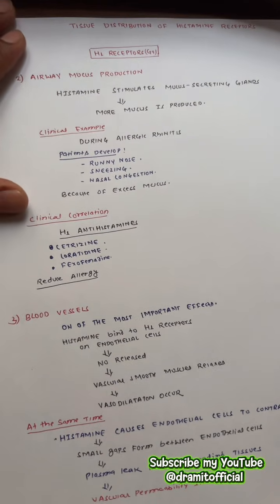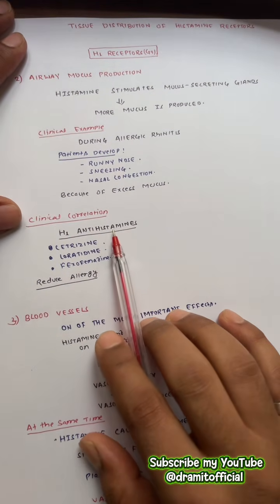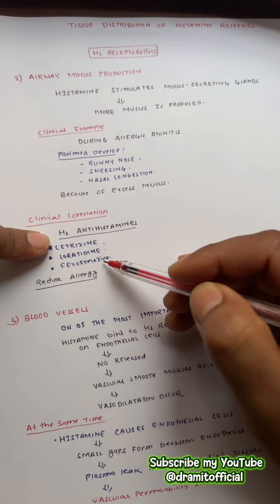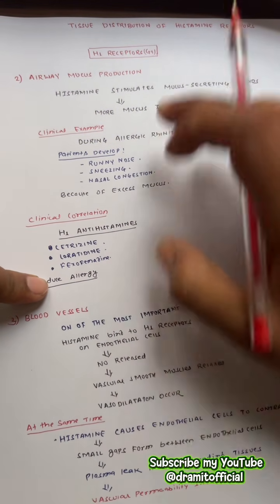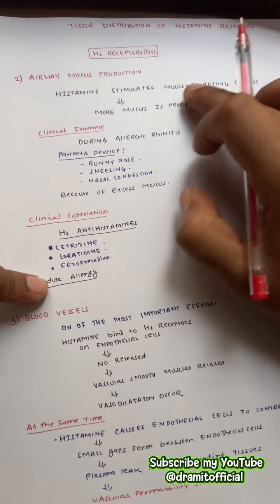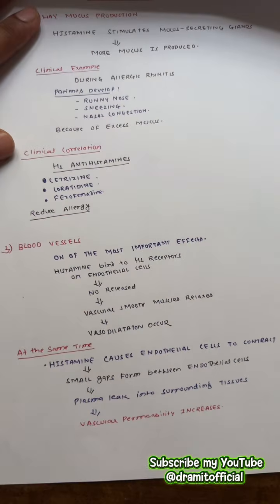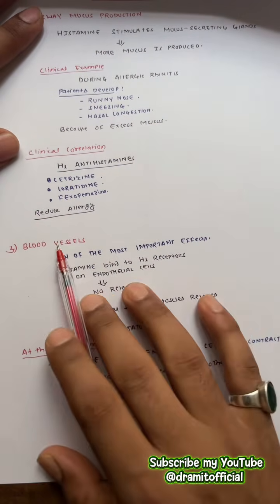So how do we correlate this clinically? In those conditions we give antihistamines like cetirizine, loratadine or fexofenadine, and they reduce these symptoms by decreasing mucus production in that patient. Now let's understand how these H1 receptors work in the blood vessels.